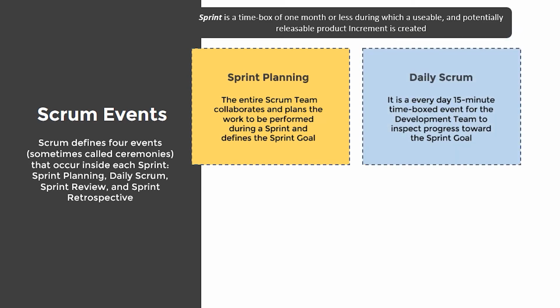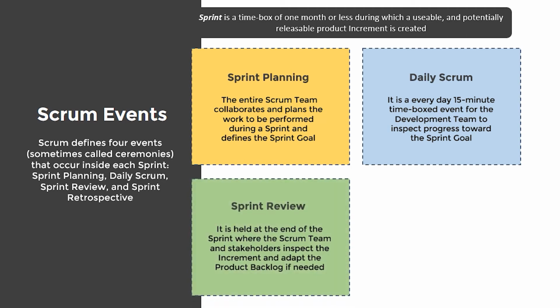Daily Scrum, daily stand-up. The daily Scrum is a 15-minute time-boxed event for the development team. As the name goes, this meeting takes place every day during a sprint. The development team uses the daily Scrum to assess its progress toward completing the work in the sprint backlog.